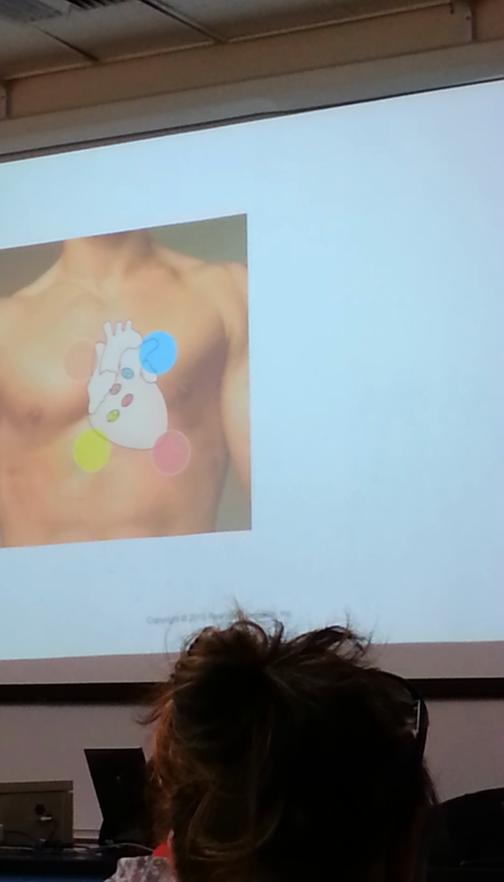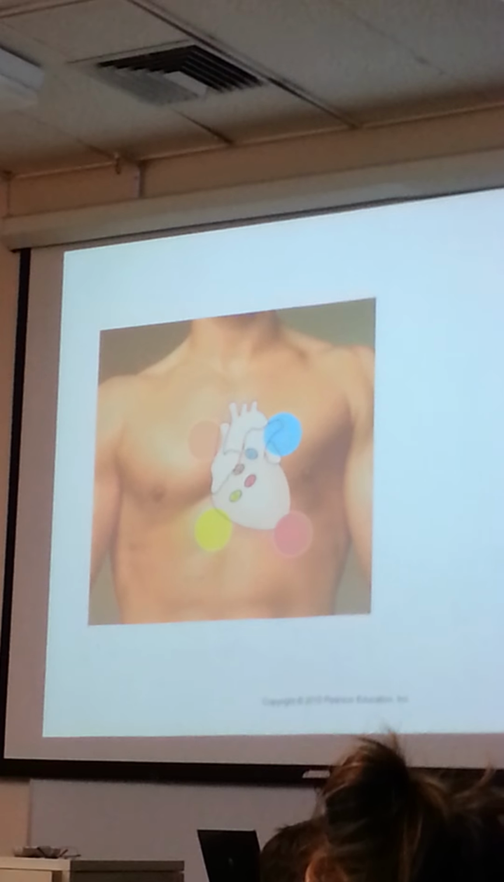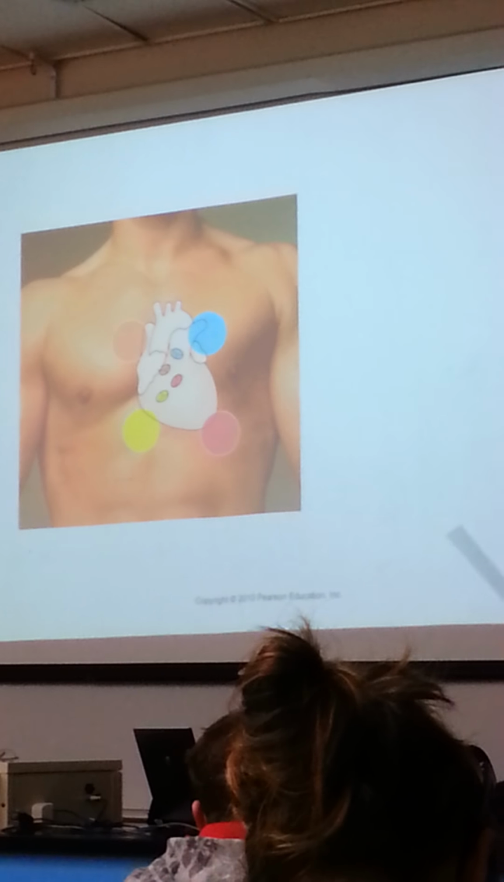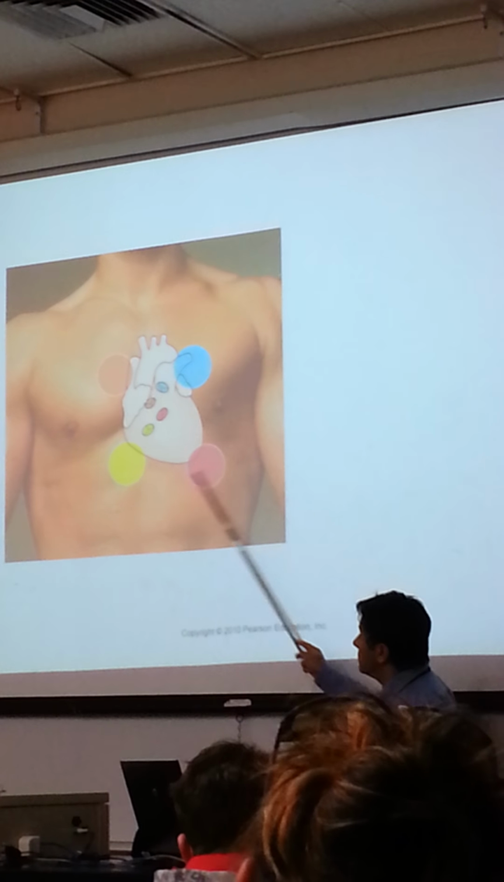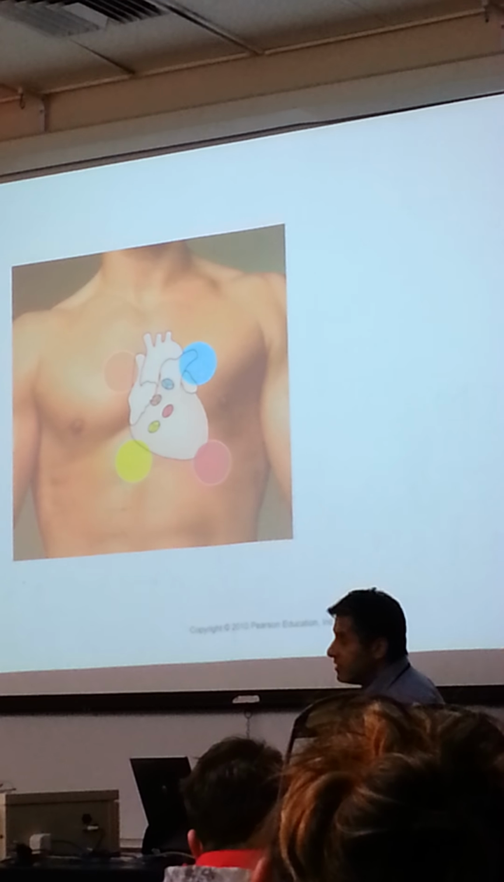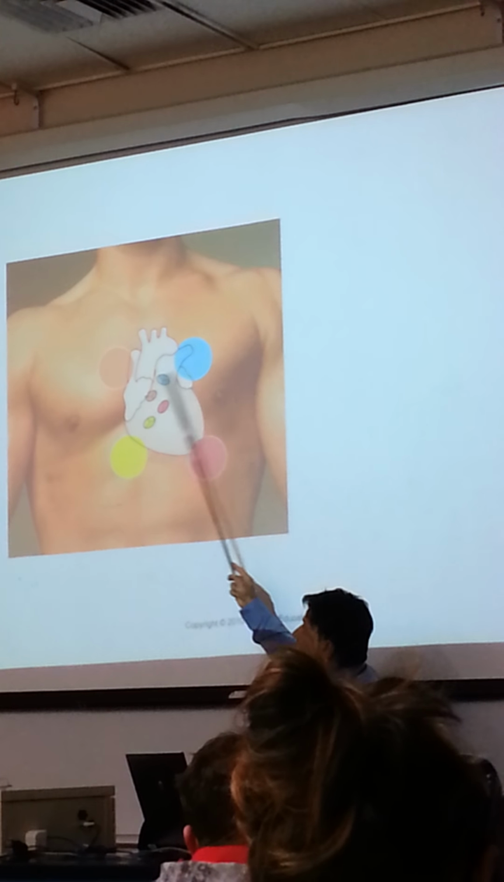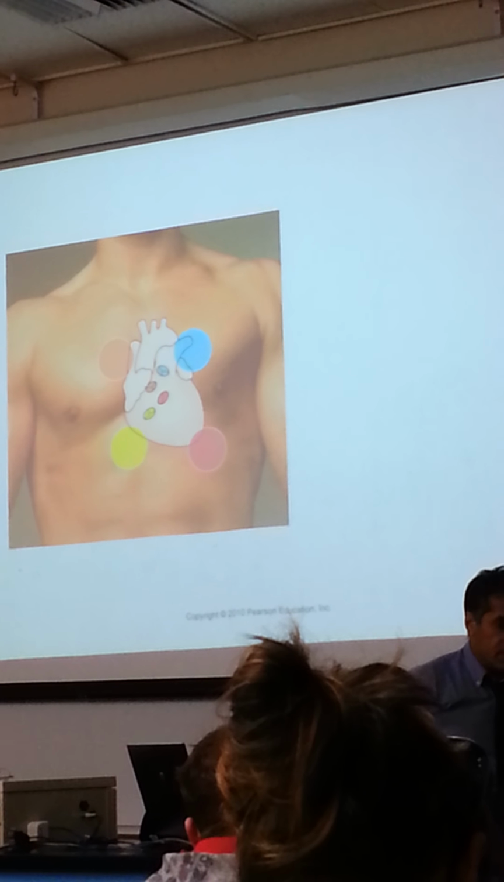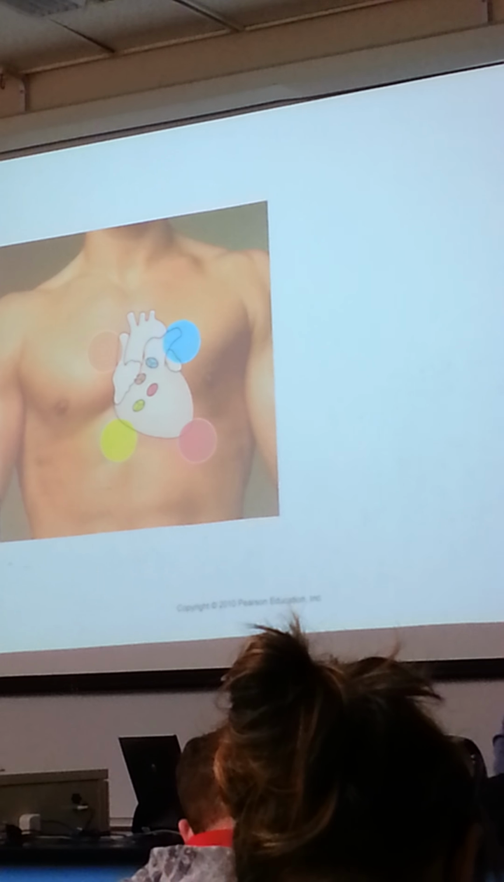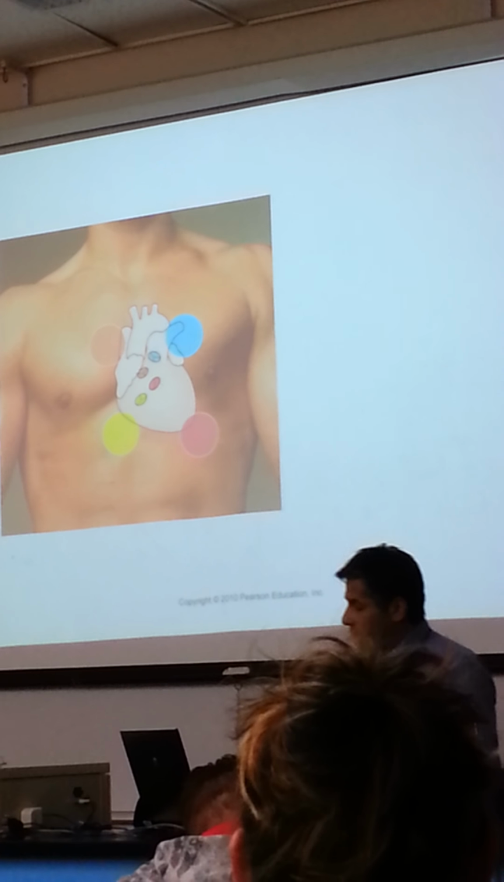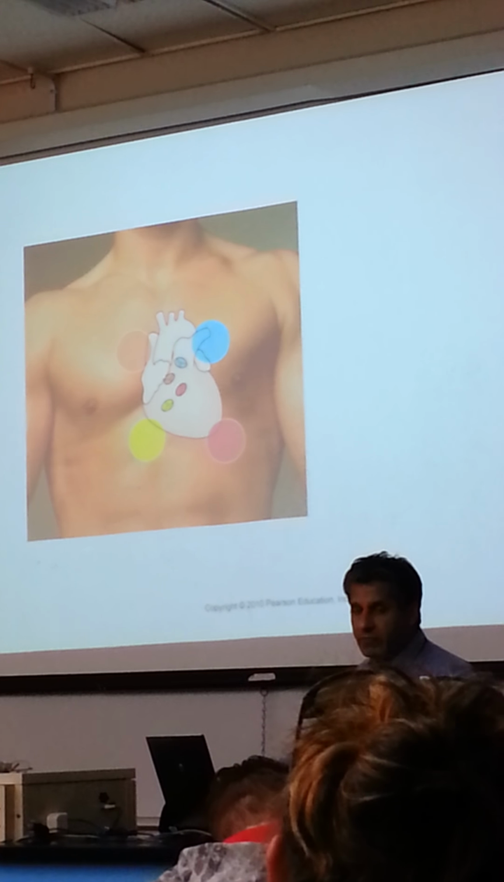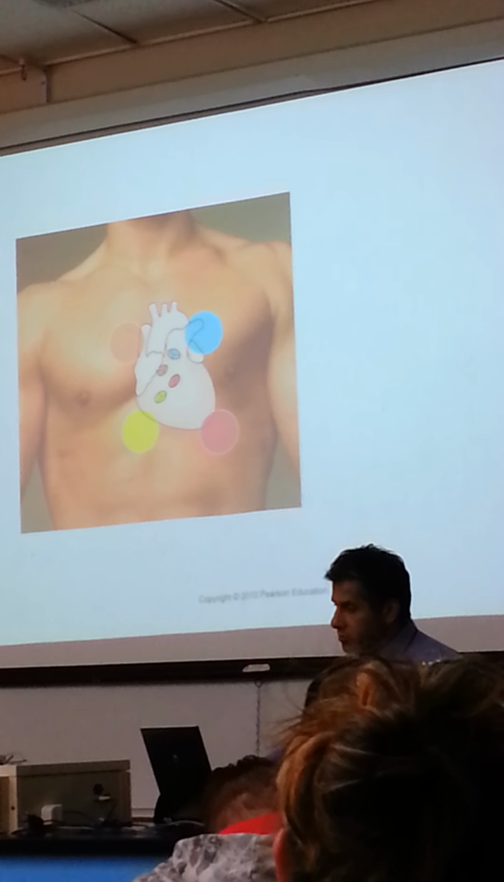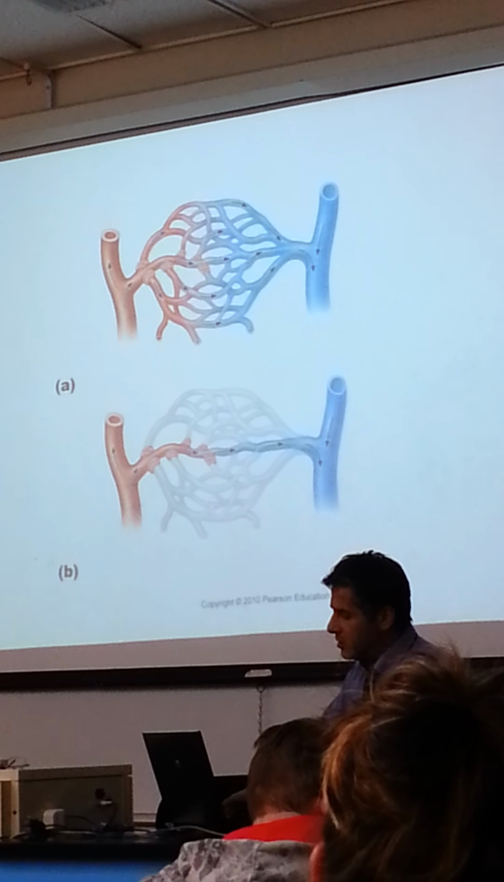First heart sound is by closure of the atrioventricular valve. The second heart sound is produced by the closure of the semilunar valve. What are the abnormal sounds that we have? What is abnormal sound called? Murmur.